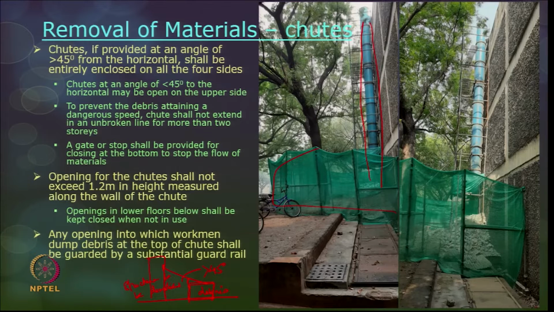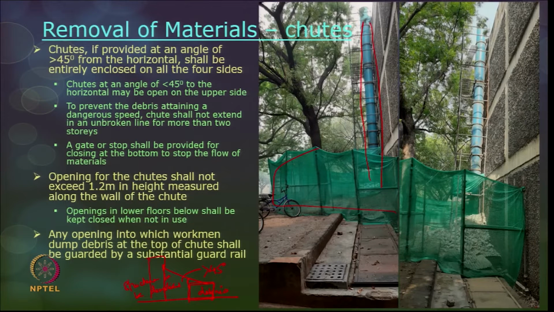It is barricaded completely. And if the chute is at an angle of less than 45 degrees, then it is close to horizontal, so the debris can come with a slow speed. In that case, you can have an upper side open chute also. That is also possible. Suppose you are having a very steep slope, more than 45 degrees, then the debris can come at a very dangerous speed.